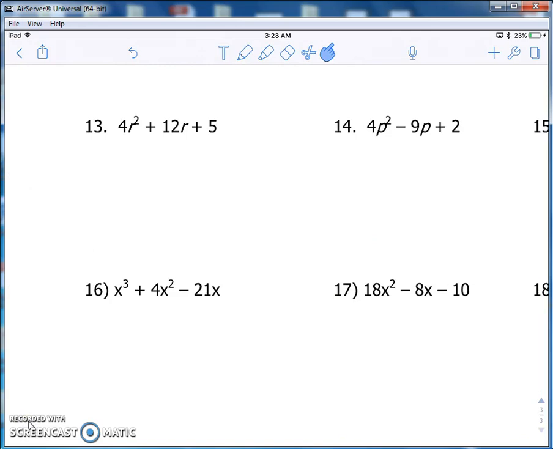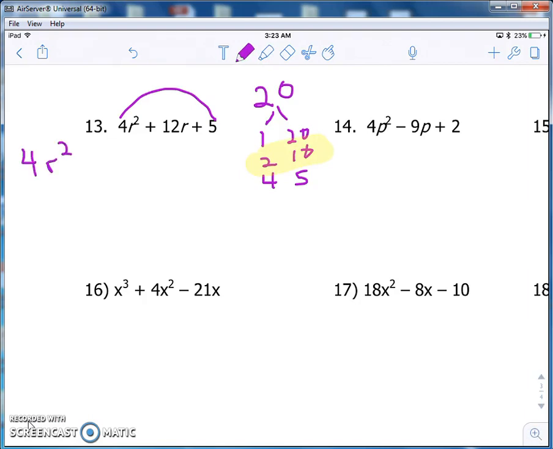Alright, I'm going to jump down to 13. We notice that it's a 4 in front, so it's not a 1x squared type of problem. We're going to find our master product. 4 times 5 is 20. That's our AC. All the factors of 20 are 1 and 20. It's even, so divide by 2. It's not divisible by 3, but it is divisible by 4. And since 4 and 5 are close together, that's all I can get. The two numbers that multiply to be 20 but add to be 12, hopefully you saw that, is 2 and 10. So we're going to rewrite this trinomial as 4r squared, and I'm going to put that 5 first.